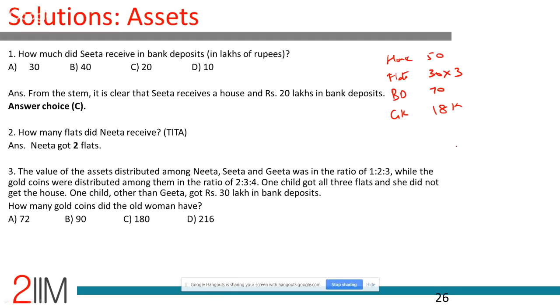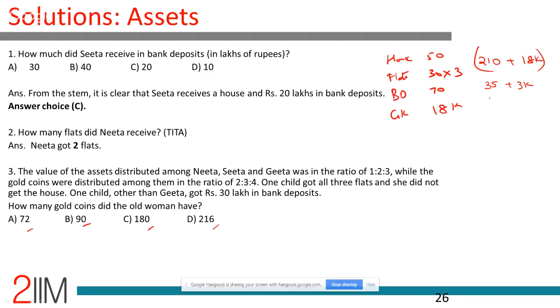And how many gold coins did the old woman have? It really would have been lovely if only one of these 4 were a multiple of 18. As it turns out, the people setting these questions are reasonably smart, so all 4 of them are multiples of 18. Right? So what do they get? The total asset is 210 plus 18k. This is broken in the ratio 1:2:3. I'm going to divide this by 6, and get 35 plus 3k.